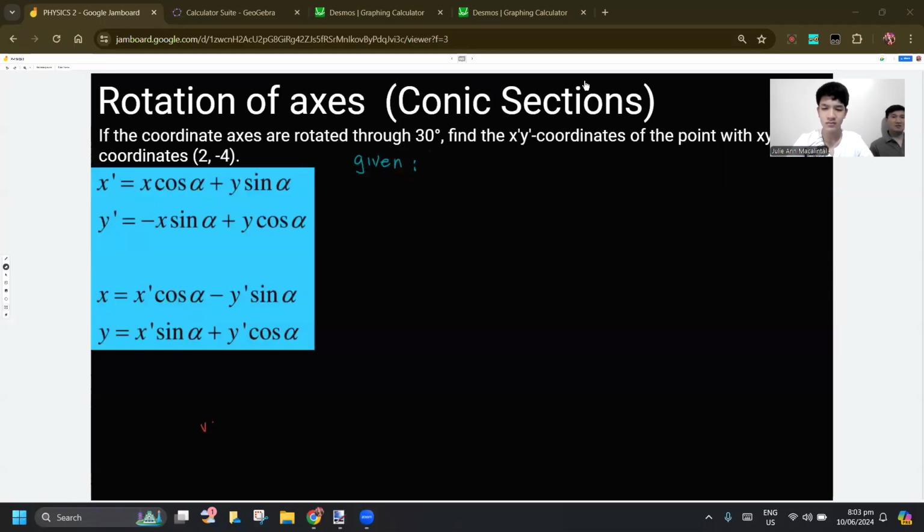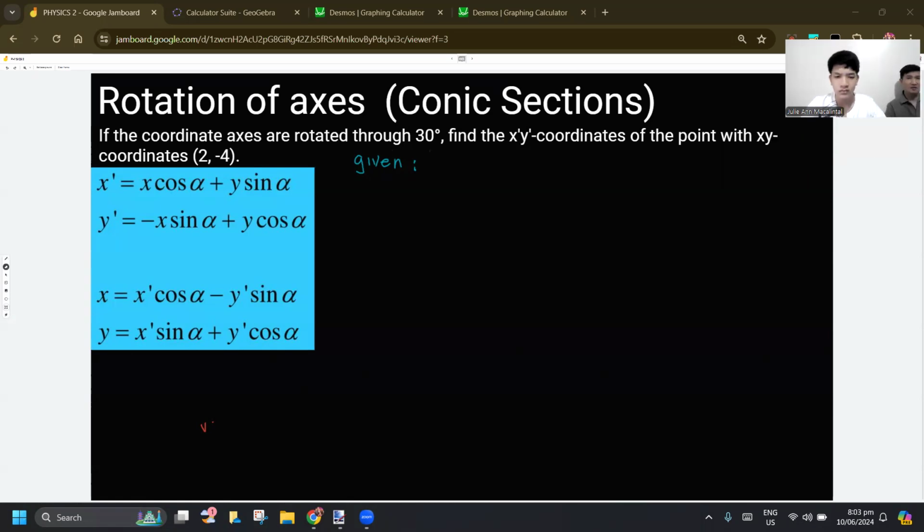Under conic sections, the rotation of axis. If the coordinate axes are rotated through 30 degrees, find the x prime, y prime coordinates of the point with xy coordinates 2 and -4. So the given.